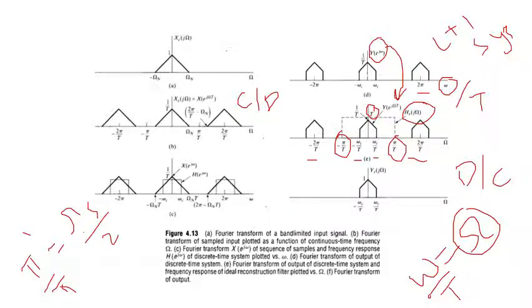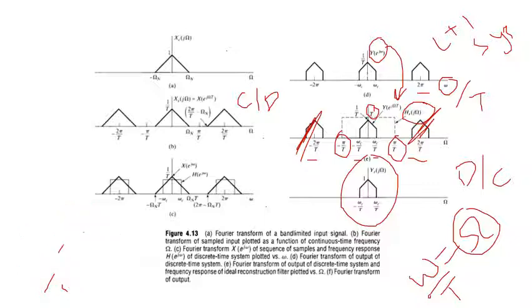So we have converted this to Y(e^jω). Then we are applying the reconstruction filter. Once you apply the reconstruction filter, this copy will be removed, this copy will be removed, we are only left with this. So what happens? We have done processing of the continuous time signal. Now let's make things easier.